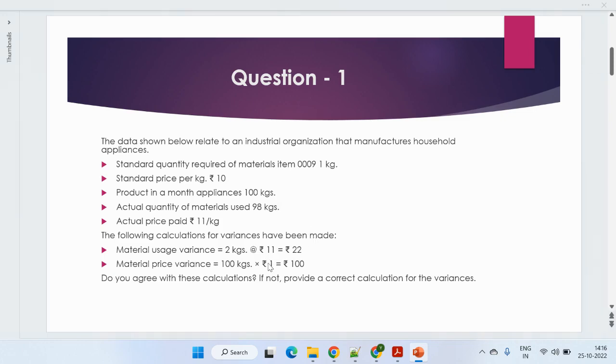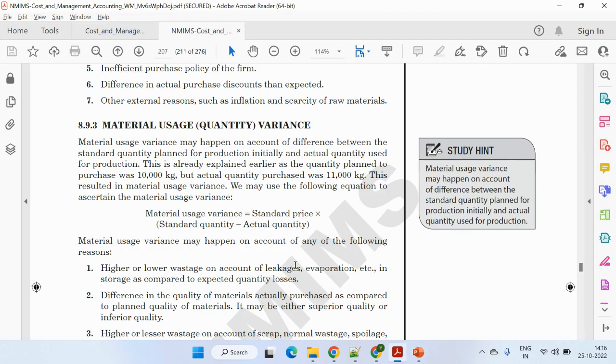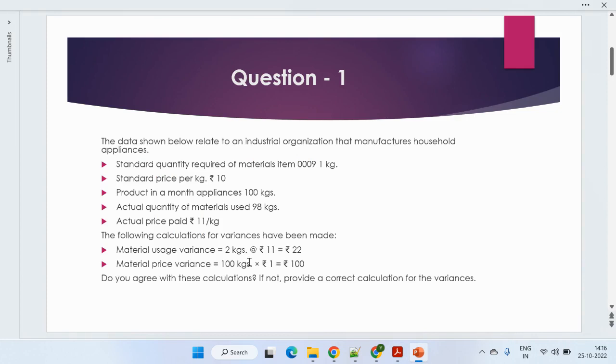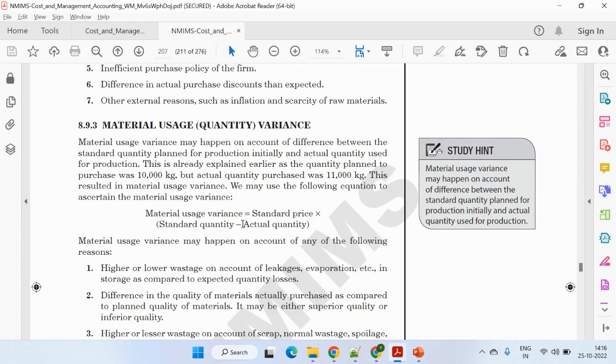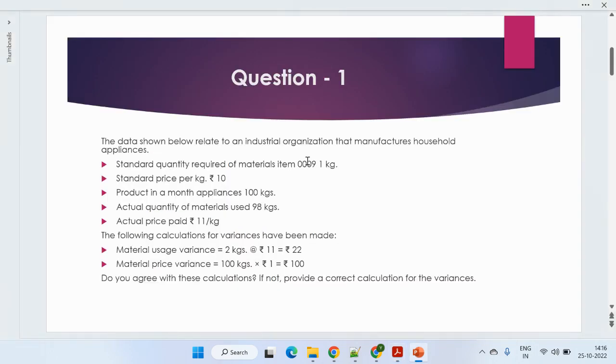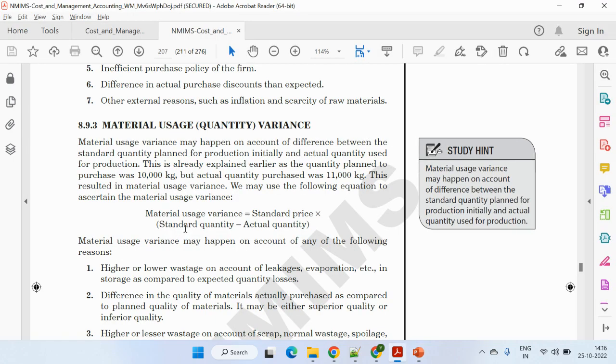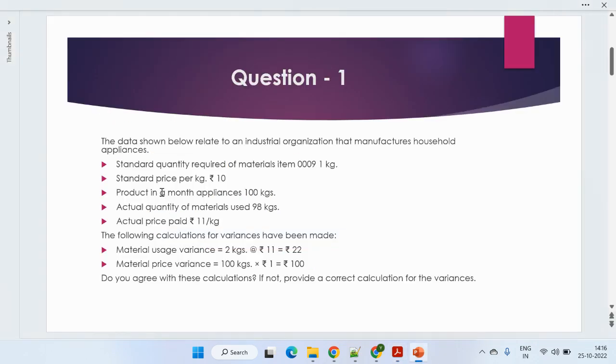The value which is coming as material uses is 100, which is incorrect. So make sure that material uses is coming as 2 into 11, and they are using 2, which is basically product use and minus actual quantity, which is correct. No, it's not correct. It's mentioned standard quantity minus actual quantity. So what is the standard quantity? That is 1. Actual quantity was coming as 98, right? So that's the difference. And into 11, 11 is the actual price paid. And if you see the formula, it's standard price, so standard price is 10. So this formula is incorrect, so we need to derive the actual value and put it over there.